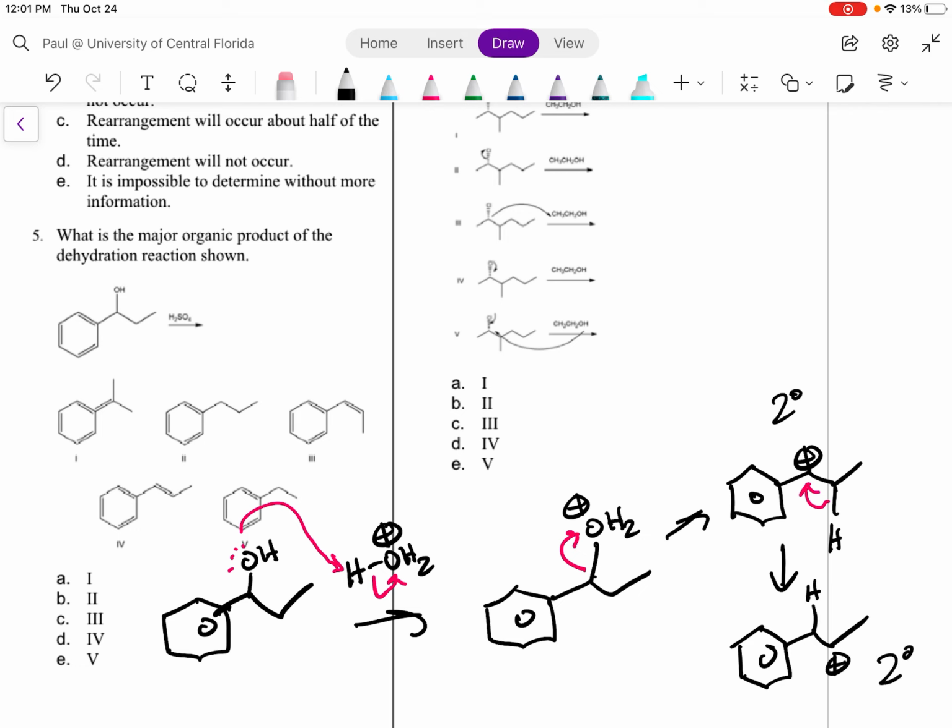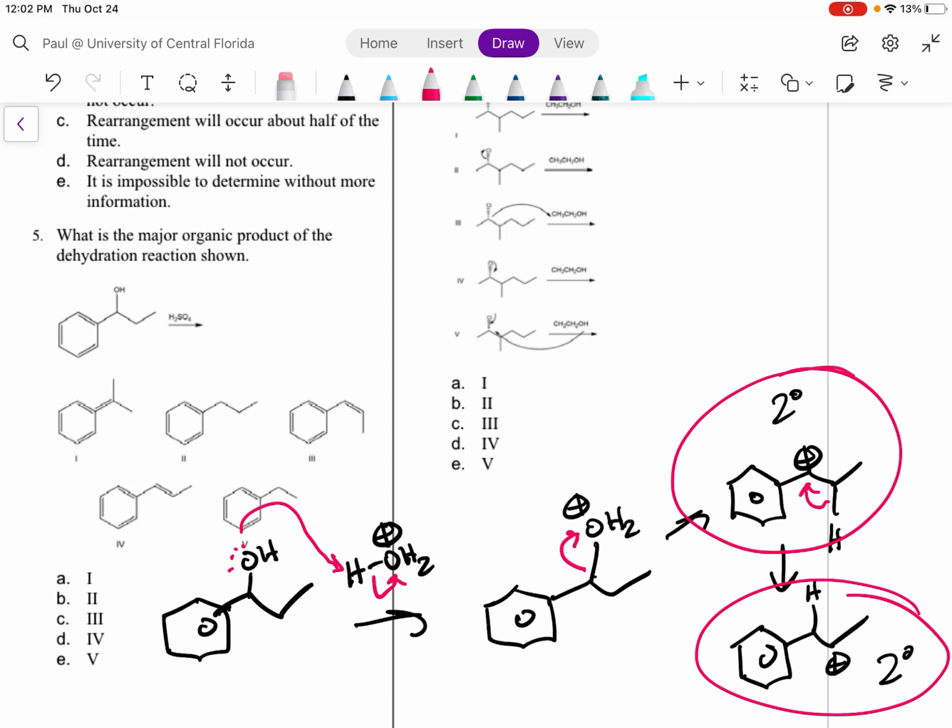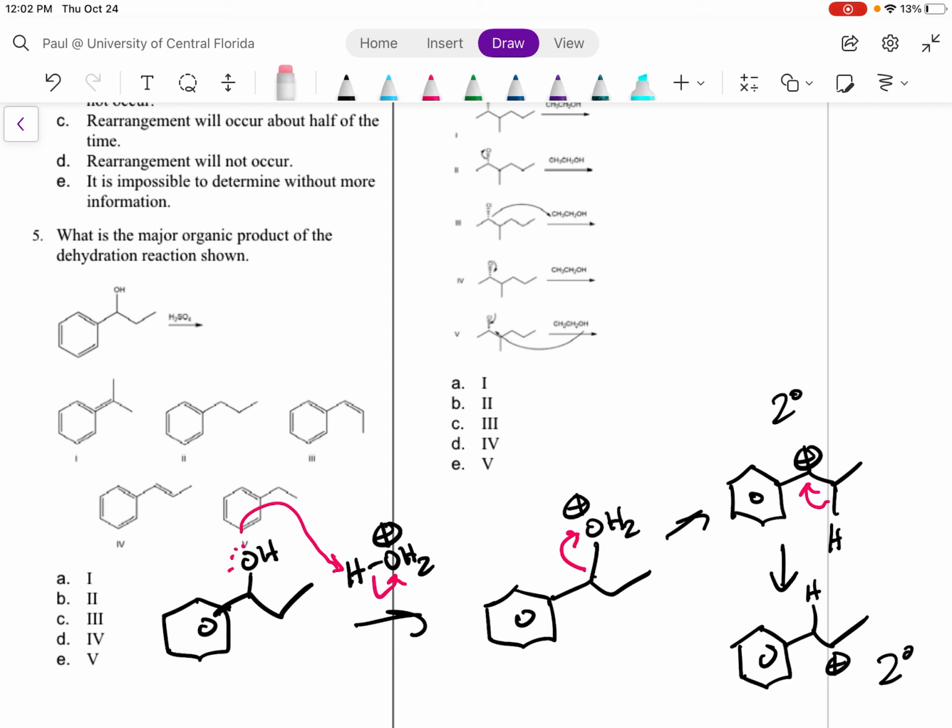And that is also a secondary carbocation. So there's no need to do a shift because there's really no incentive to go from a secondary to a secondary. But here's the kicker though. This one on top right here is more stable than this one at the bottom because that carbocation on top is in the benzylic position. It's a benzylic carbon or a benzylic carbocation.